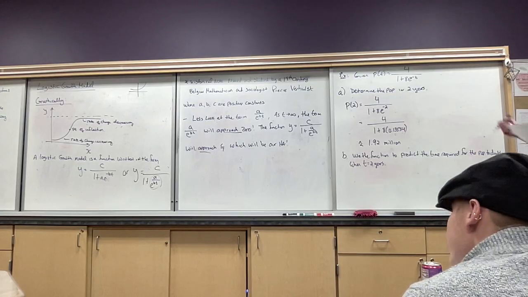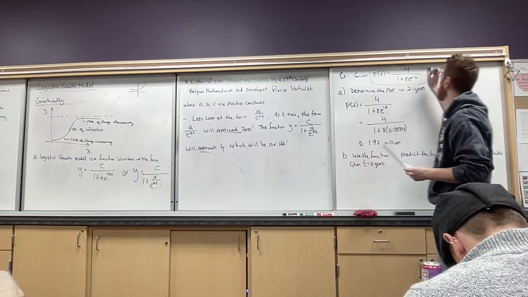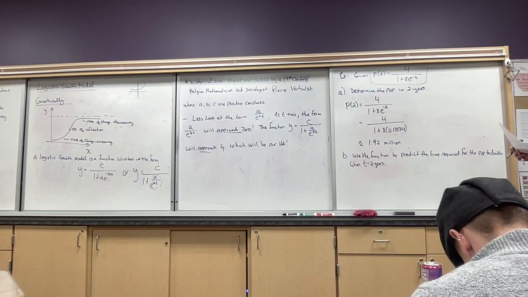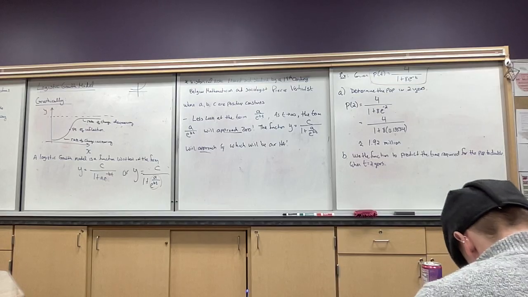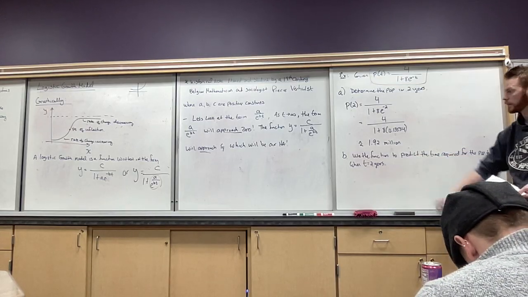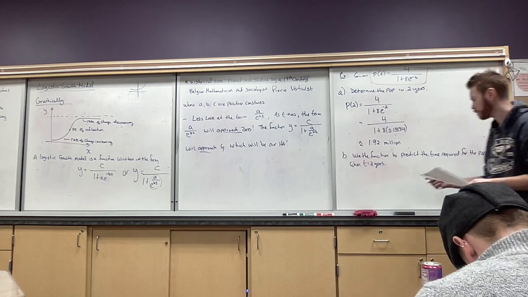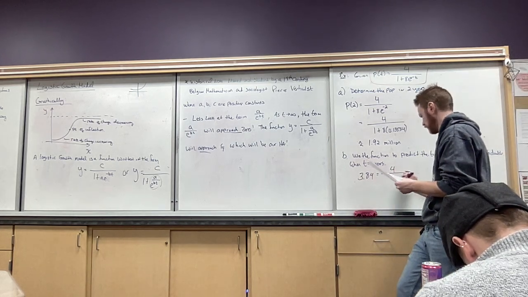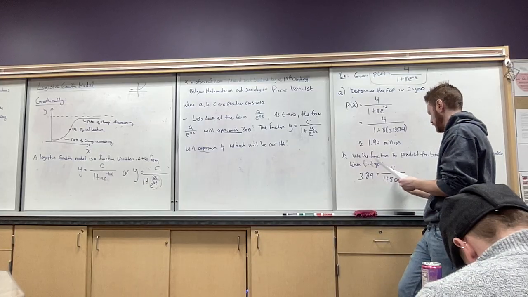So we're still going to use this function. I'm still using this, but now I want to know when it doubles when t is 2. Well, what was the population when t was 2? 1.92, right? So to double it, that's 3.84. So 3.84 equals 4 over 1 plus 8e to the negative t.